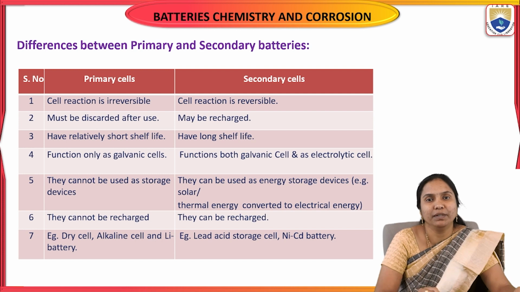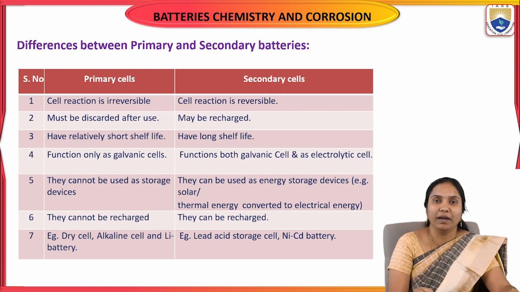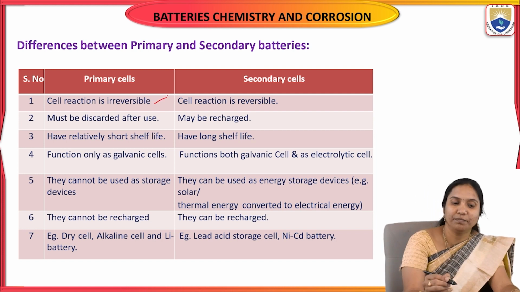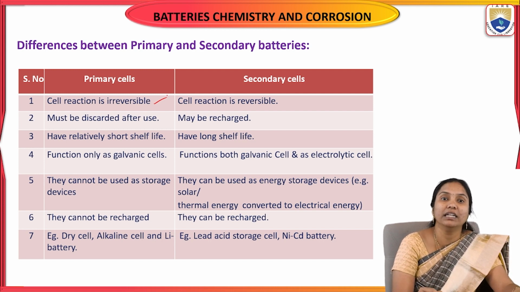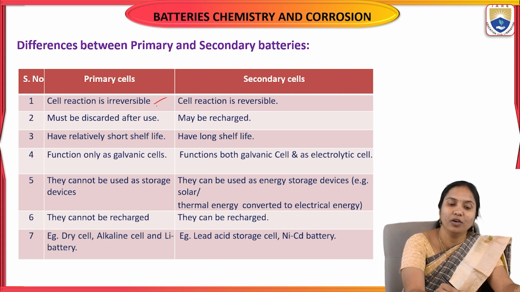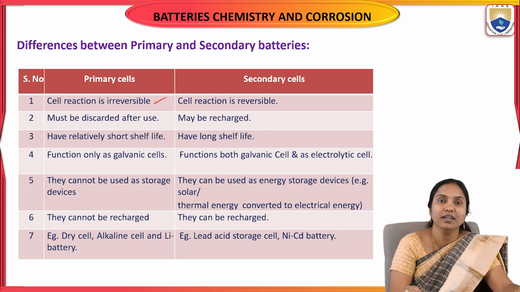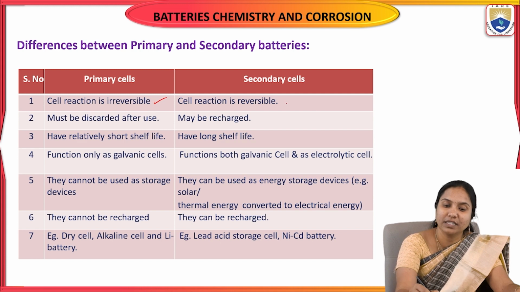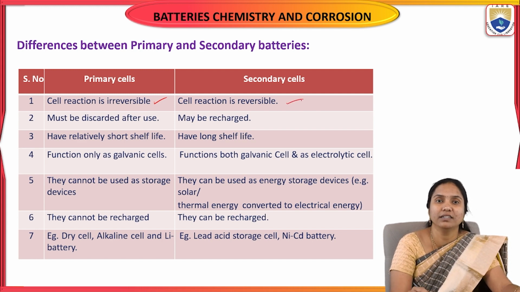So what are the differences between a primary battery and a secondary battery? In a primary battery, the cell reactions are irreversible. There is only the discharging process; you cannot recharge it. So the first point is that in a primary battery the cell reaction is irreversible. But in a secondary battery, the cell reactions are reversible, and we can use it for a number of cycles of charging and discharging.